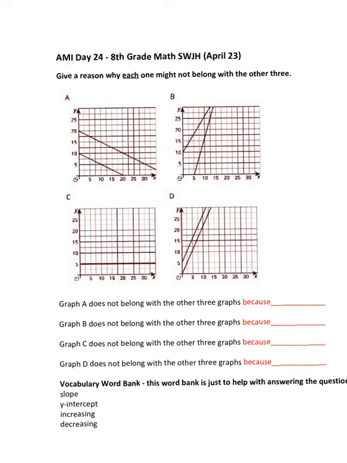Today is April 23rd. Let's read the question. Give a reason why each one might not belong to the other three. And so we have four graphs, and we're going to talk about how each one of the graphs doesn't belong with the other three. So in other words, what's different about graph A than the rest of the graphs?